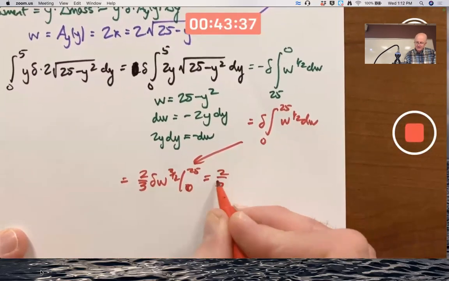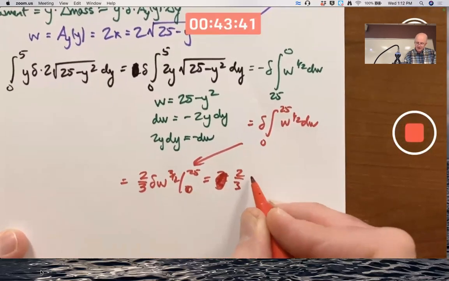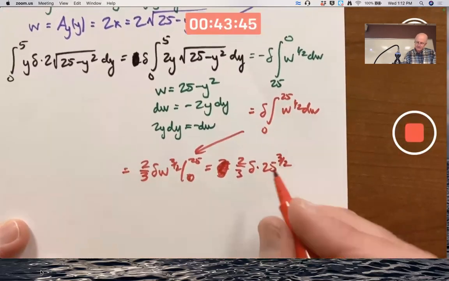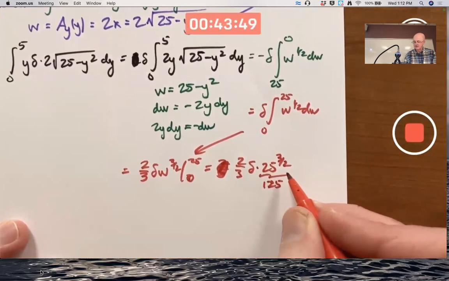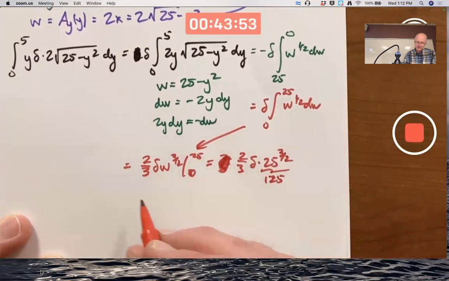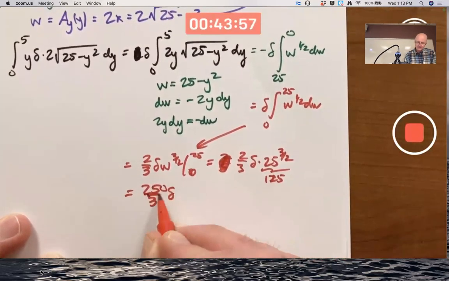And 25 to the 3/2 power is a simple number. It's 125. Because you take the square root of 25 first to get 5, and then cube that to get 125. 125 times 2 is 250. It looks like I got 250 over 3 times delta.